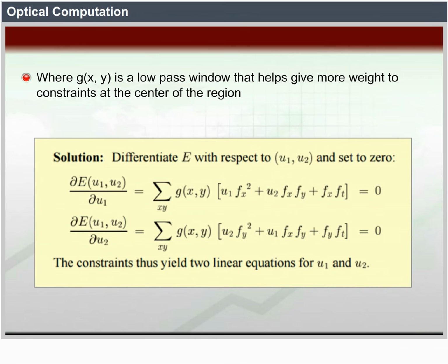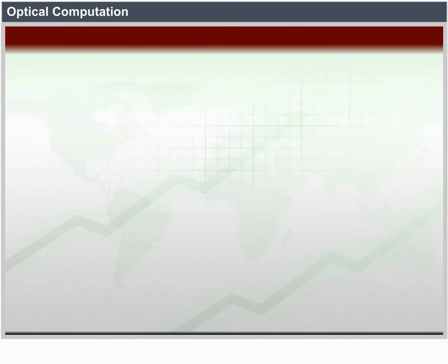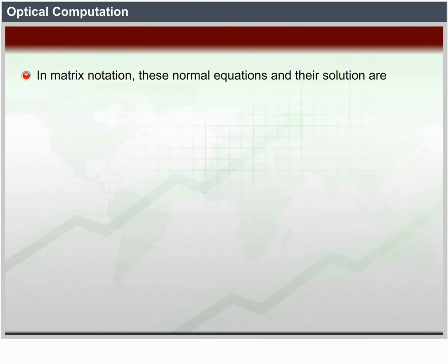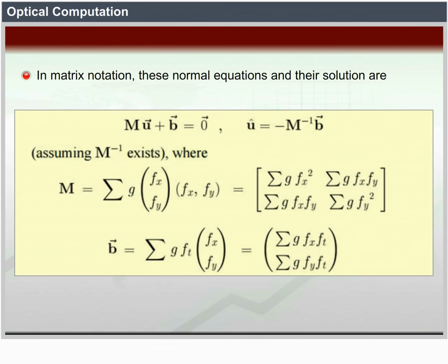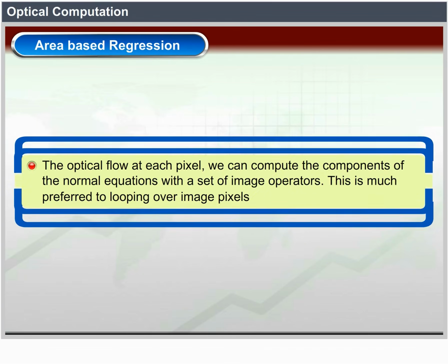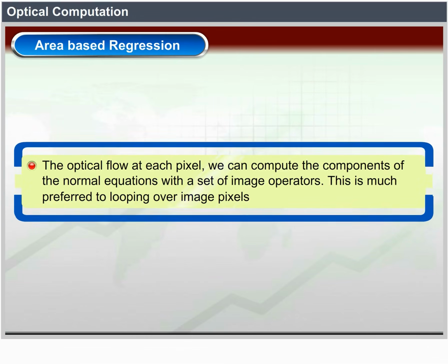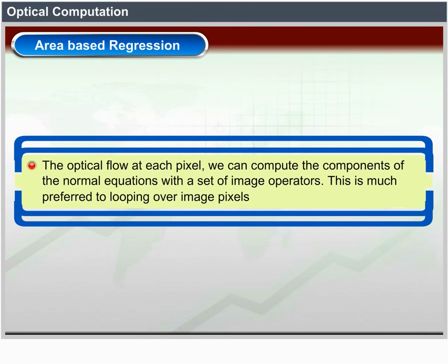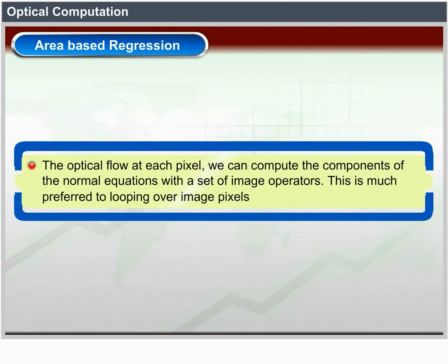The constraints thus yield two linear equations for u1 and u2. In matrix notation, these normal equations and their solution are as shown, assuming M to the power of minus 1 exists. Area-based regression: to compute the optical flow at each pixel, we can compute the components of the normal equations with a set of image operators. This is much preferred to looping over image pixels.